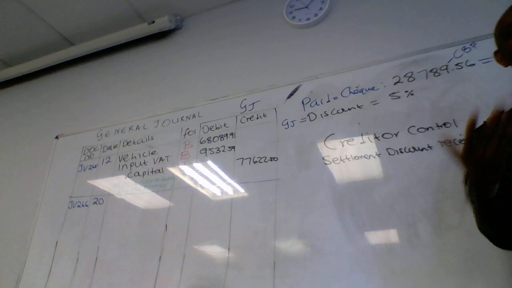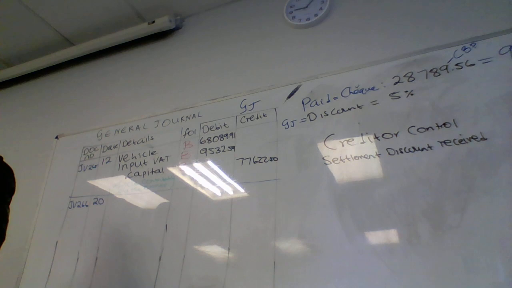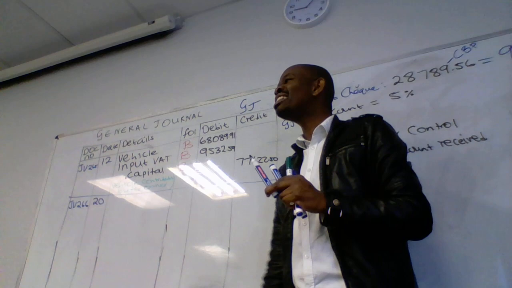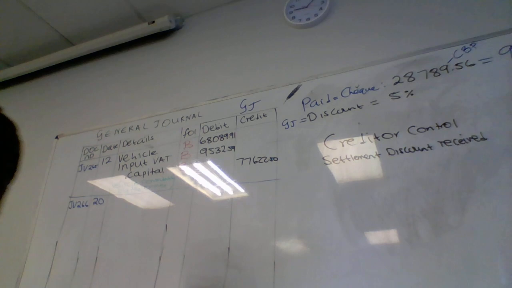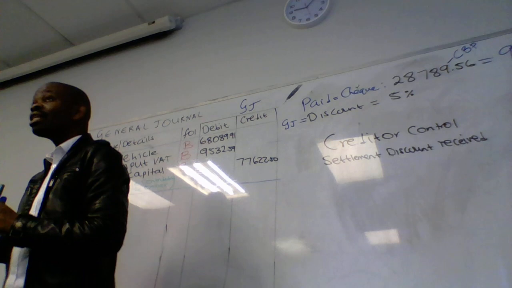I'm trying to explain because some of you, I can see from your facial expressions, are going to be lecturers in the future. So you need to know how to explain. But it's also a way of learning, like an exam technique. Write it down. It's a fact: discount received always goes with output VAT. But don't memorize, I explain. Settlement discount received always goes with what? Output VAT.